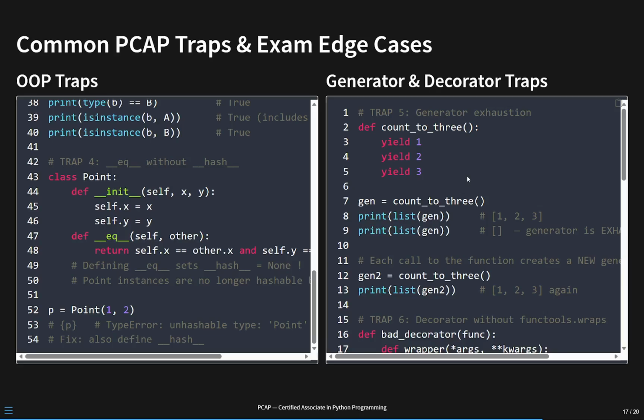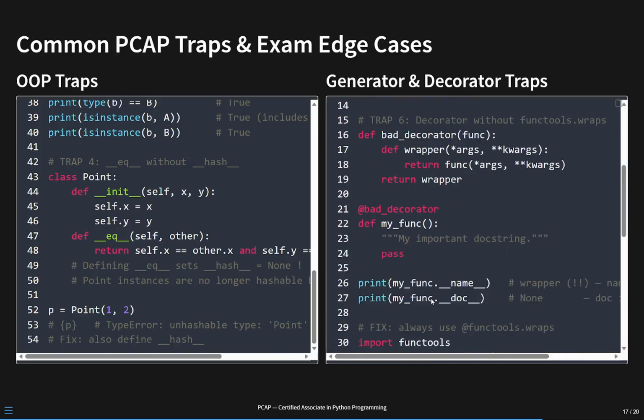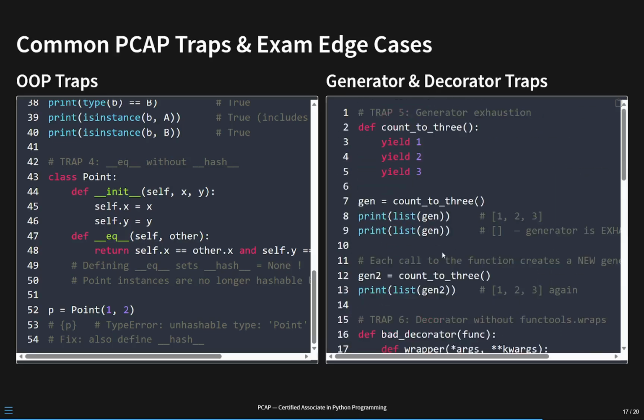Generator exhaustion. A generator can only be iterated once. After all values are yielded, it's exhausted. list(gen) empties it. Calling list(gen) again returns an empty list. To iterate again, call the generator function again to create a fresh generator object. This is a common source of subtle bugs: passing the same generator to two different functions, and wondering why the second one gets nothing.